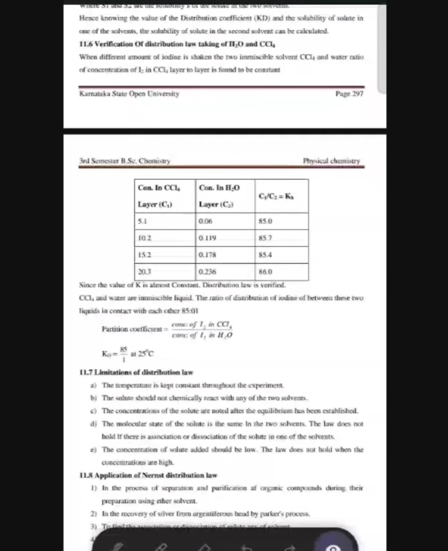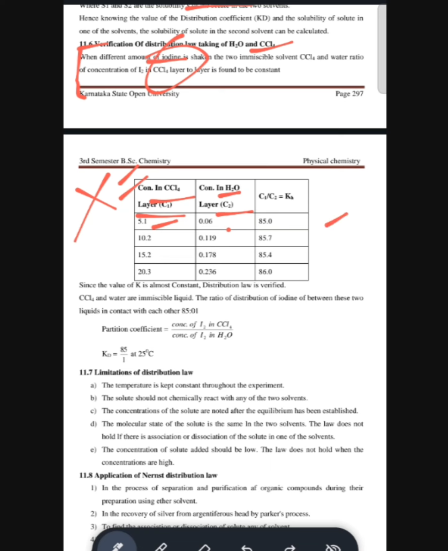So the first layer, C1, is carbon tetrachloride, and the C2 layer is water. What happens when different concentrations are added? Iodine. Here X moles, we have taken X as iodine. So when you add iodine, it dissolves in different ratios, like 5.1 and 0.06. So we are going to identify its distribution, how much it is distributed between two different layers or two different solvents.